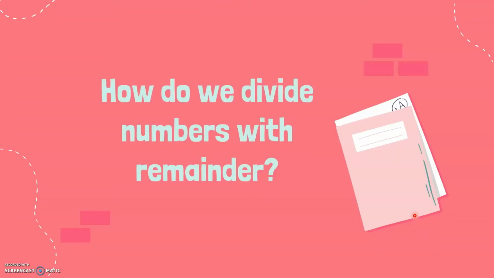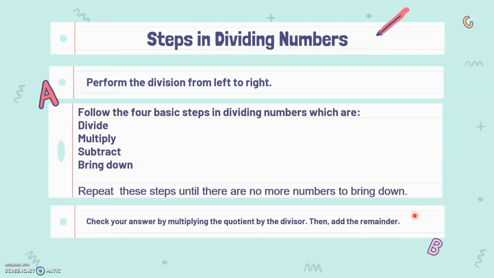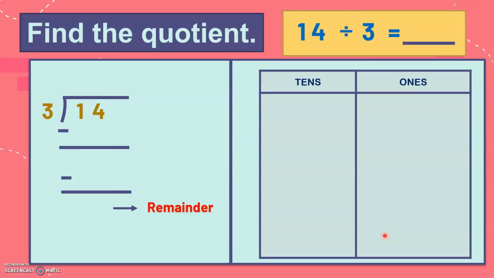Okay? So how about if we divide numbers with remainder? As is, we'll perform the division from left to right, then follow the 4 basic steps in dividing numbers, which are divide, multiply, subtract, bring down. Repeat these steps until there are no more numbers to bring down, as with dividing numbers without remainder. But this time, to check our answer, multiply the quotient by the divisor, then add the remainder. Okay? So let's take a look.